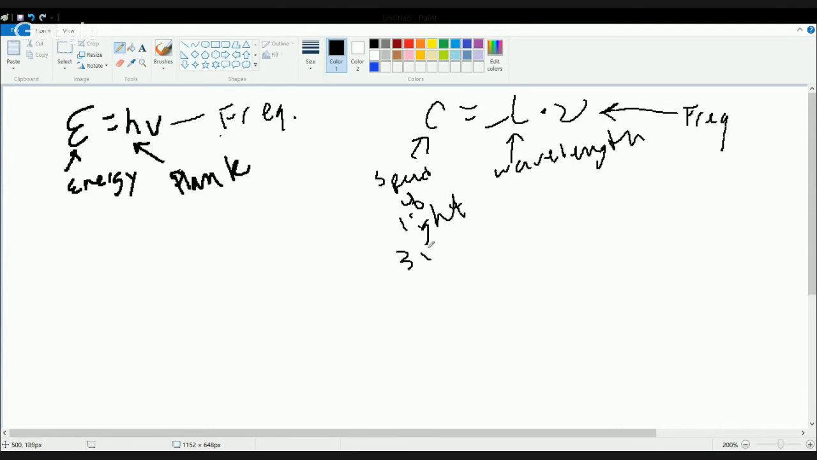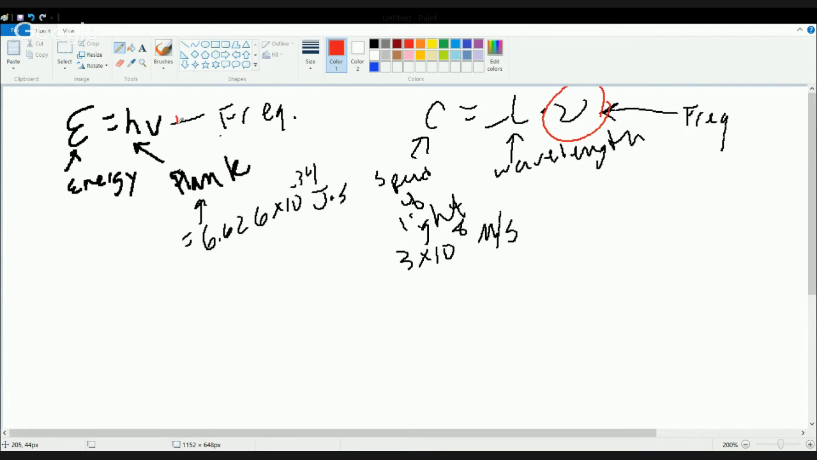So the speed of light I would have to give you is 3 times 10 to the 8th meters per second. I'd also have to give you Planck's constant, which is equal to 6.626 times 10 to the negative 34th joules times seconds. And that's all the numbers that I'd really give you. So if you had to solve for frequency, there's two places that frequency exists.